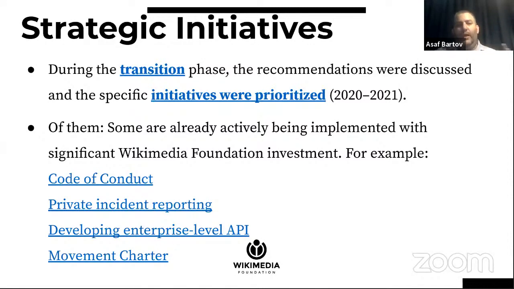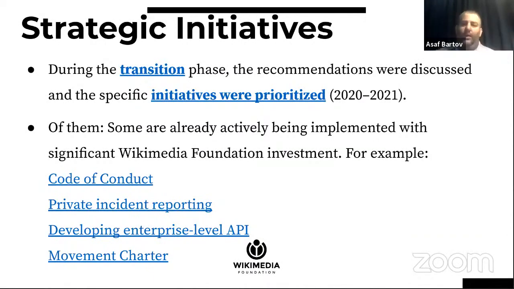So zooming in one level further, we went to a transition phase from the recommendations toward implementation. And during this transition phase, which took place the past 2 years, these recommendations were discussed again all over the world, multiple conversations, calls, channels, Telegram channels, etc., in order to prioritize among the dozens of initiatives that the recommendations included.